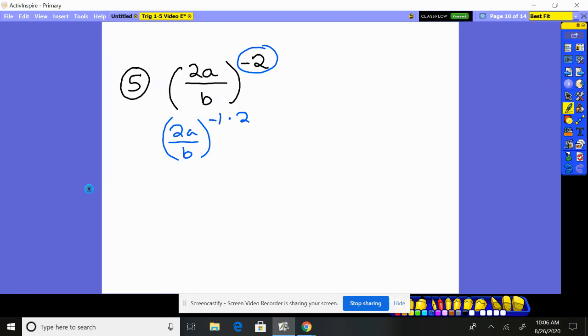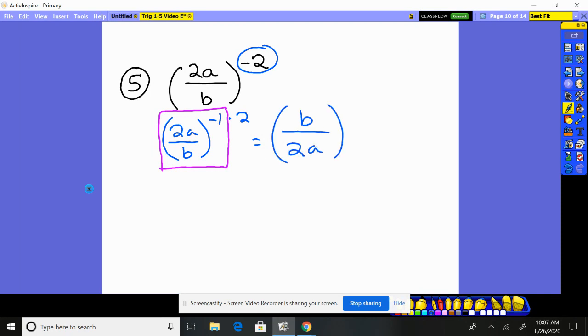And now what I can do is I can go ahead and just look at this right here. What does a negative 1 mean? A negative 1 means you're taking the reciprocal. Everybody that's in the bottom goes to the top. Everybody in the top goes to the bottom. The reciprocal of anything is simply you flip the fraction. So this fraction becomes b goes to the top and the 2a goes to the bottom.